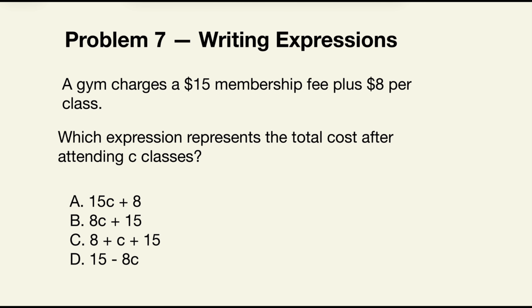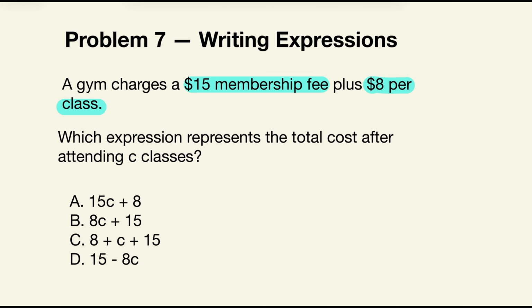Now let's look at an algebraic modeling problem. I will tell you these problems do test whether we can translate words into math. So let's go ahead and read what we're given. It says a gym charges a $15 membership fee plus $8 per class. Which expression represents the total cost after attending C classes? So let's identify the two parts of the situation. We have the $15 membership fee, and we also have the $8 per class.